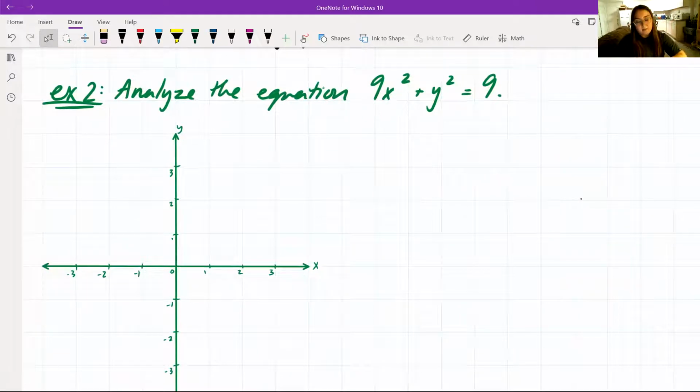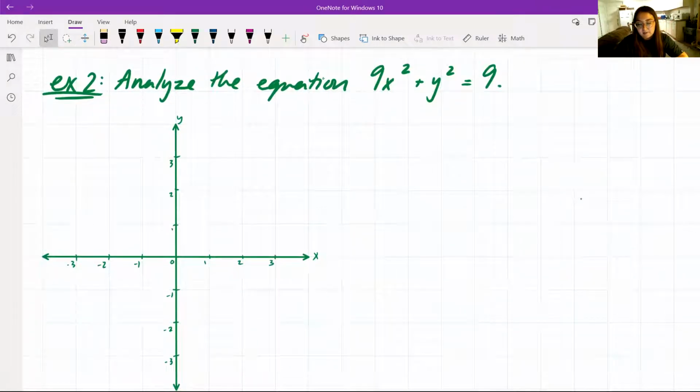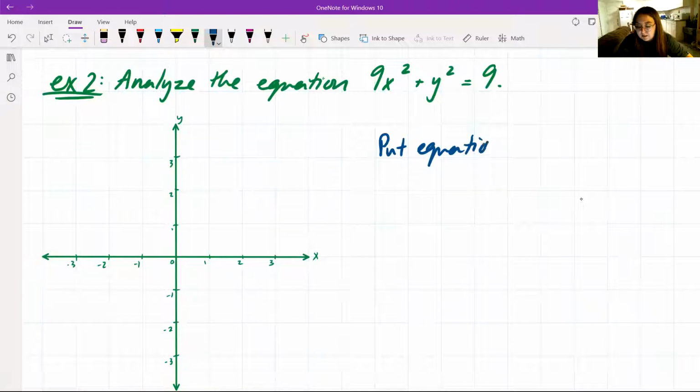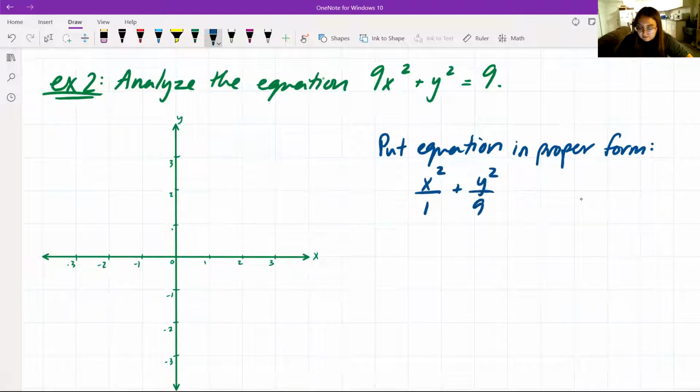So for equation 2, we're going to analyze the equation 9x squared plus y squared is equal to 9. So first things first, we want to put this equation in its proper form. This means that we want to have denominators and we don't want any coefficients. If we divide each term by 9 in this case, this will end up giving us x squared over 1 plus y squared over 9 is equal to 1. So now we have our equation in proper form.